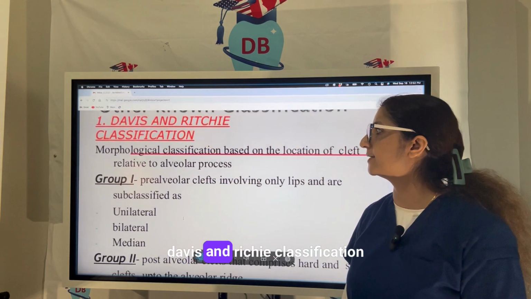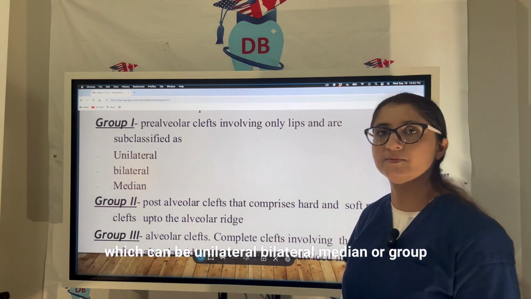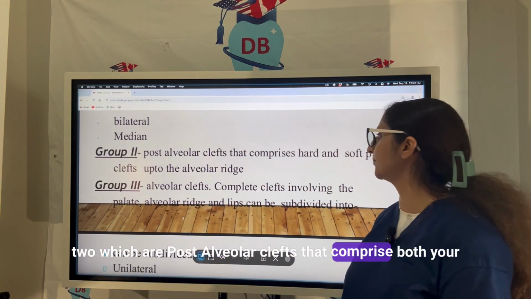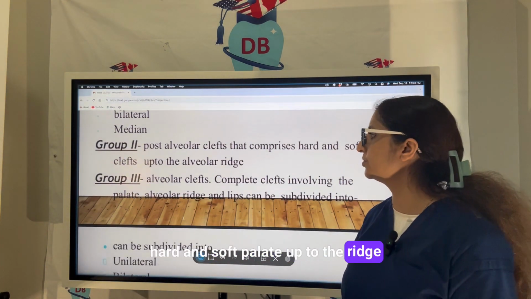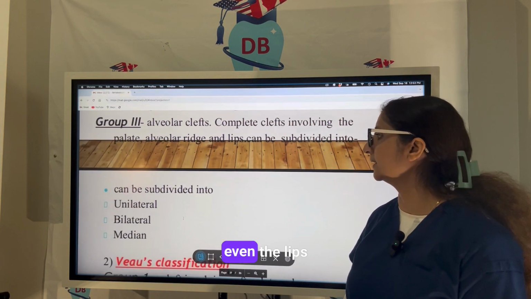One is Davies and Ritchie classification, that is like group 1 pre-alveolar clefts, which can be unilateral, bilateral, median, or group 2, which are post-alveolar clefts that comprise both your hard and soft palate up to the ridge. Group 3 are alveolar clefts that involve the palate, ridge, and even the lips.